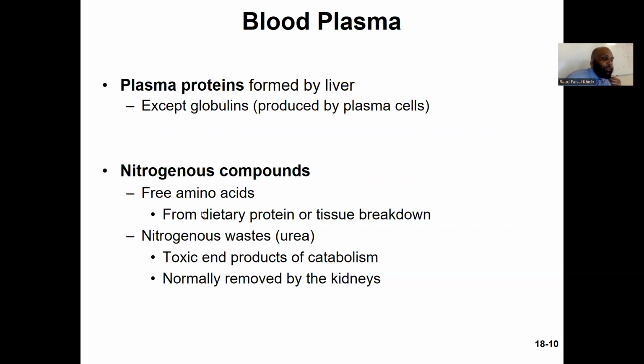Nitrogenous waste. So the blood is not only carrying good substance, it's also removing bad toxic waste, which is a good thing. So we're not only concerned with delivering good supply to the tissue, we're also concerned with removing all the harmful waste from the tissue.